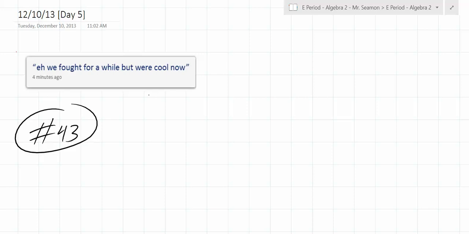Okay, so number 43 says, is this 6.4? Yeah. Okay, I'm on the wrong page. Okay. Here we go. 43, 6.5. I can't even get to the right page here.